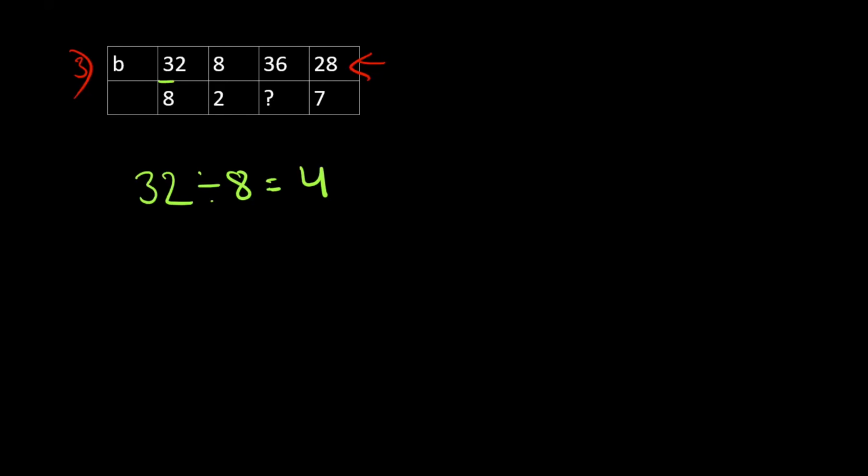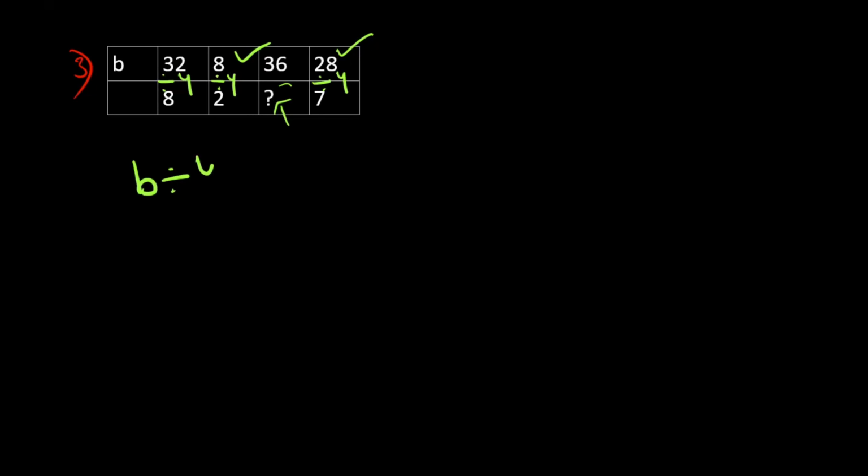So let's see if that is the rule every single time for every single number. Is 8 divided by 4 equal to 2? Yes, it is, so I'm going to put a check mark there. We have to skip this part because we need to find the rule first and then figure out the answer for it. Now let's do 28 divided by 4. 28 divided by 4 is 7. Yes, it is. Then that's our rule: b divided by 4.